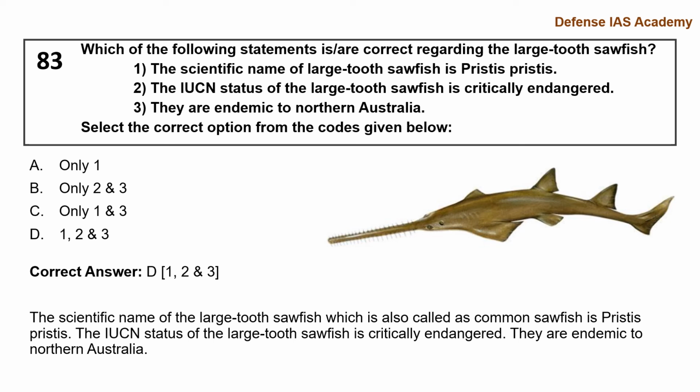The scientific name of the large-toothed sawfish, which is also called as common sawfish, is Pristis pristis. The IUCN status of the large-toothed sawfish is critically endangered. They are endemic to the northern Australia.